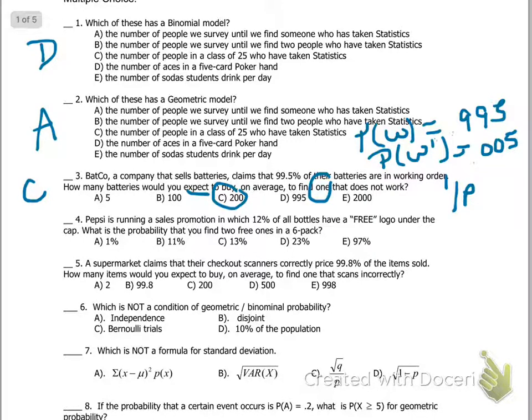Okay, number 4. So they tell us that the probability that there is a free logo is 12%. And we want to know what is the probability of getting 2 free ones in a 6-pack. So hopefully you realize that this is binomial. And because it's the probability that x is equal to 2, it's going to be a PDF. All right, so you put it in there and you're going to get C, 13%.